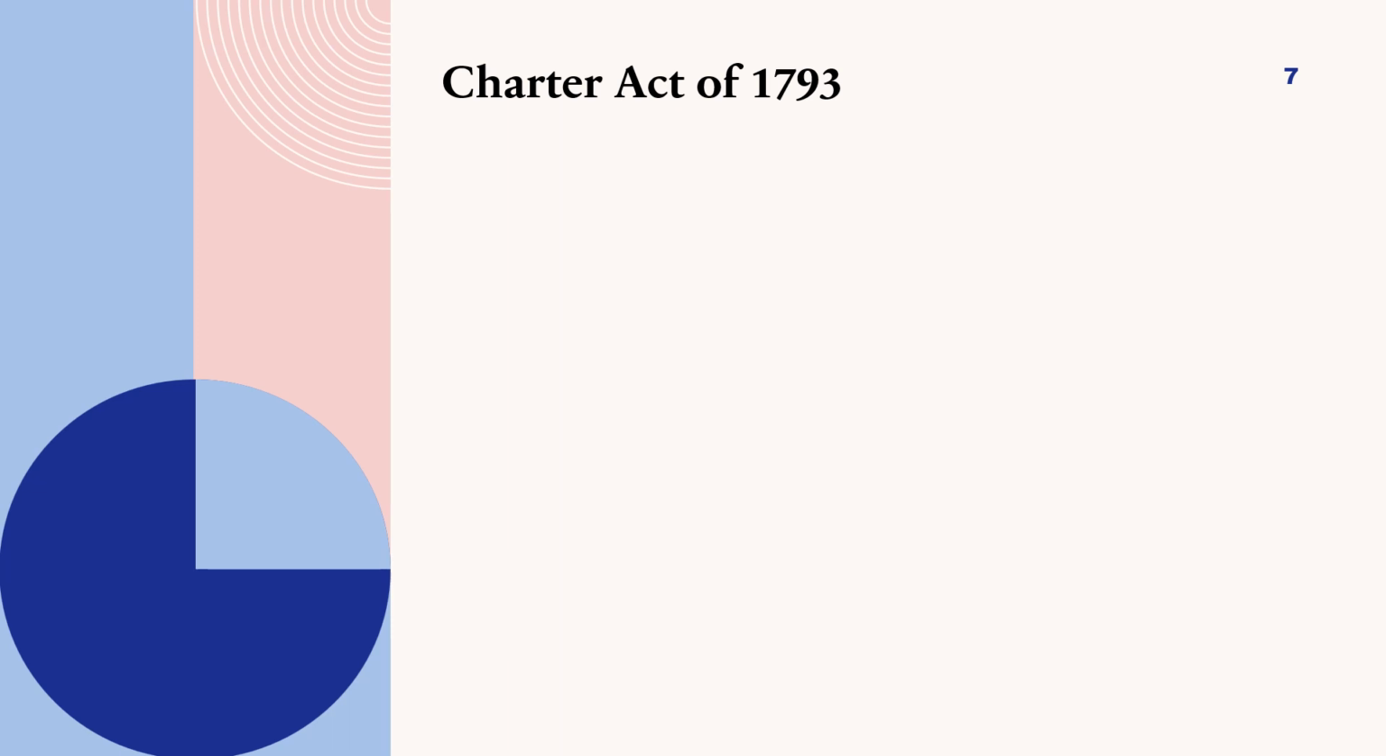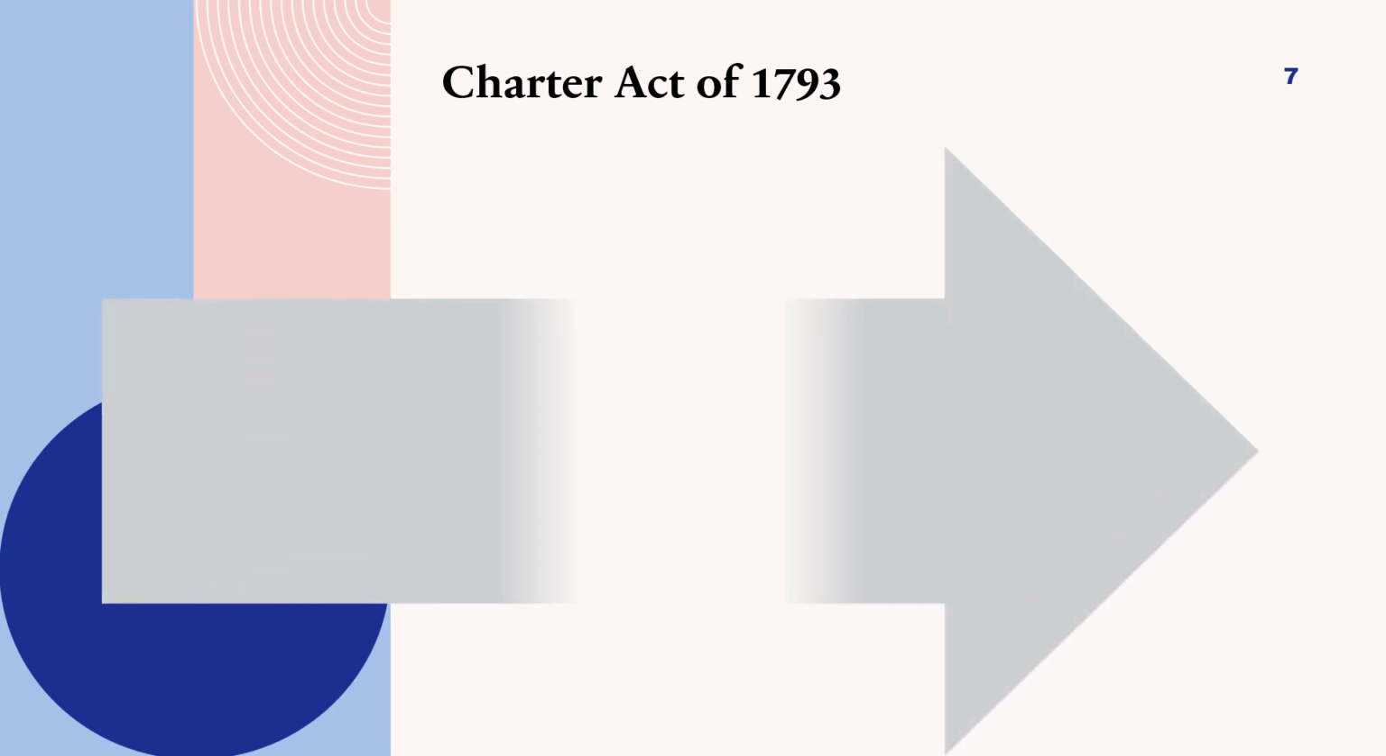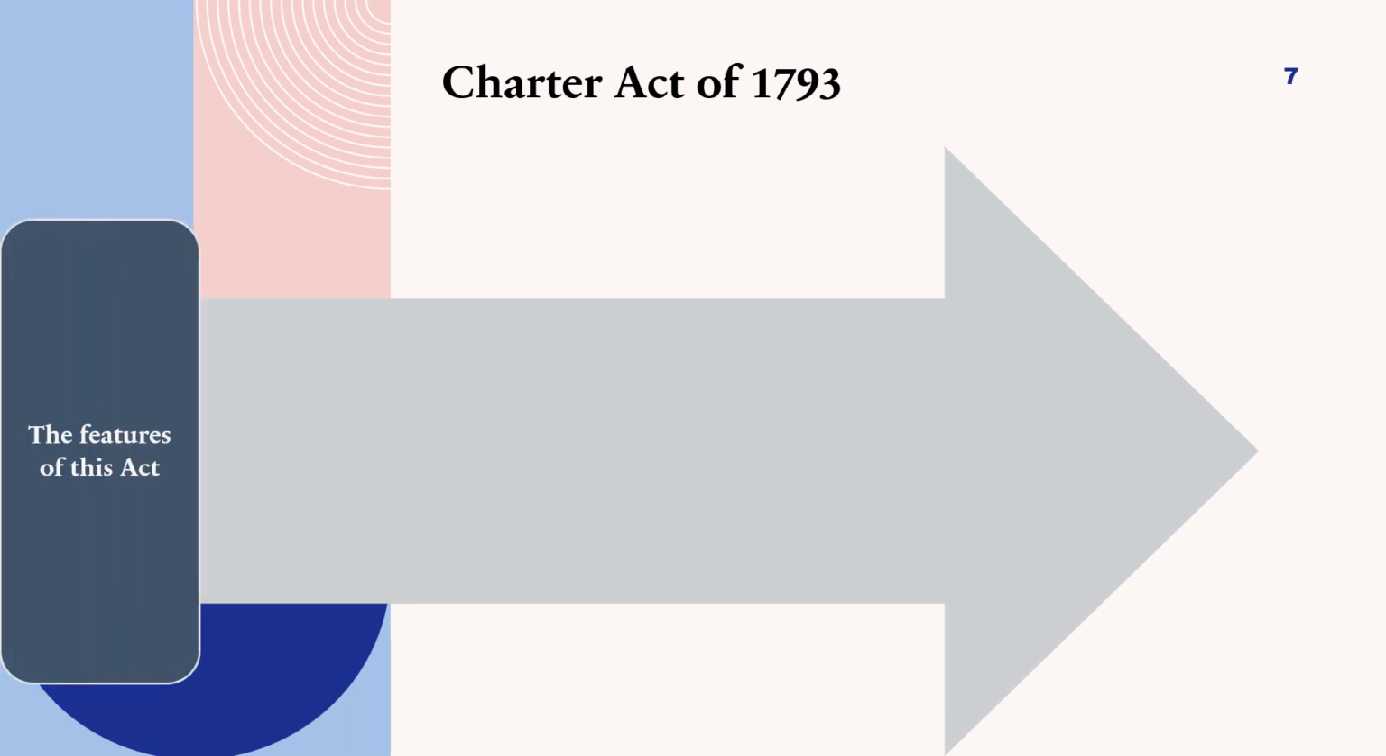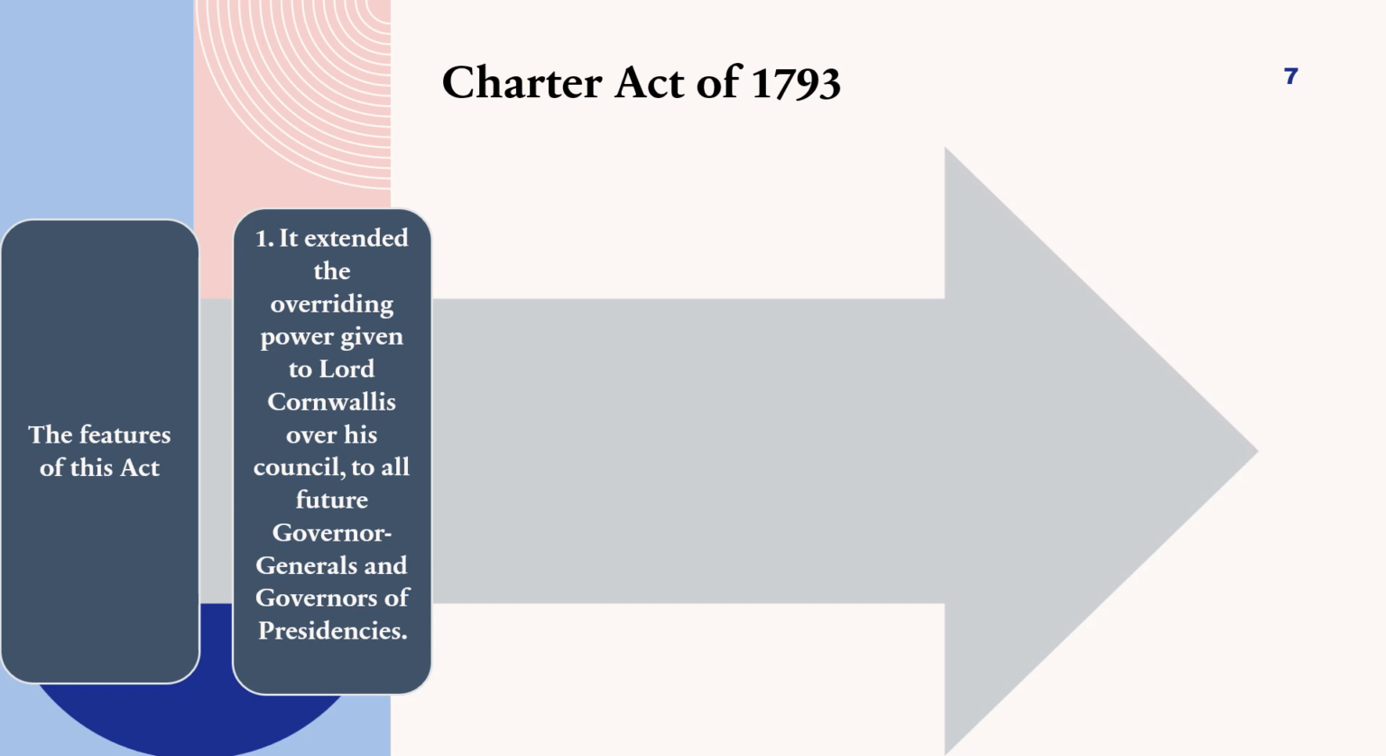Next one is the Charter Act of 1793. This act extended the overriding power given to Lord Cornwallis in the case of councils to all the future governor generals and governors of all the presidencies. And it gave the governor general more powers and control over the governors of the subordinate presidencies, that is, Madras and Bombay.